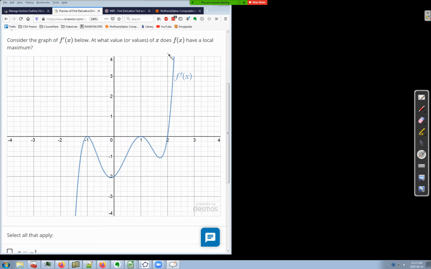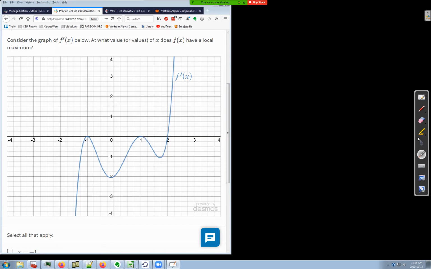So we need to find the local maximums. So again, the mistake is if you said -1 and 1. Because you might look at this picture and say, oh yeah, -1 is a local maximum and 1 is a local maximum. But wait, those are local maximums for the derivative function. They're the local maximums for the function I can see. But the question is asking for the local maximums of the function that we can't see. So don't make that mistake.